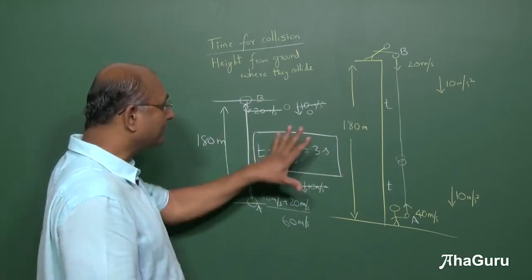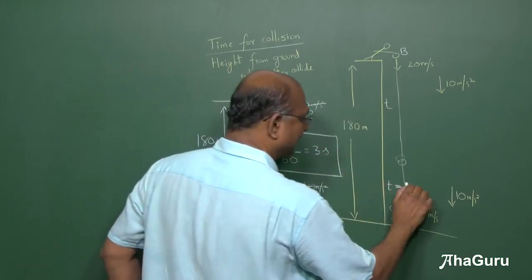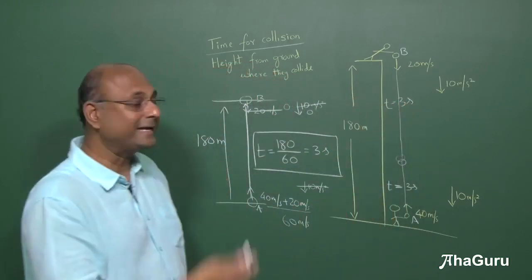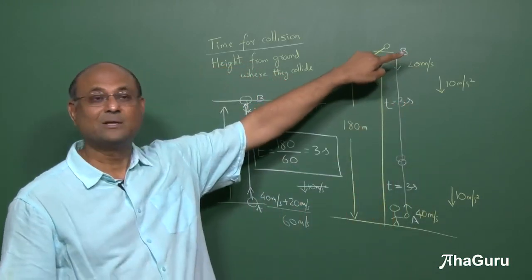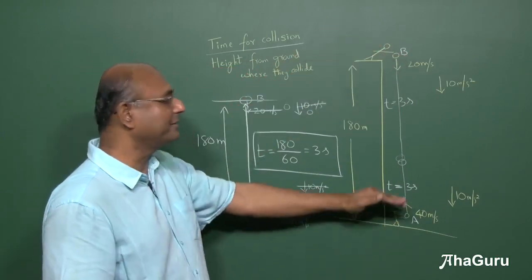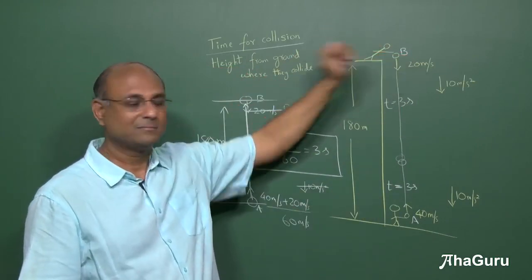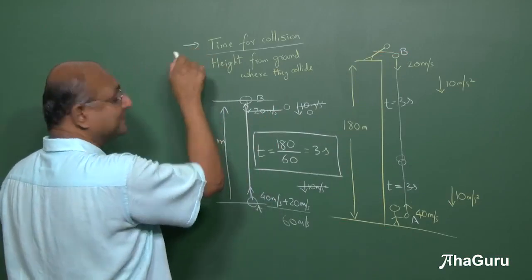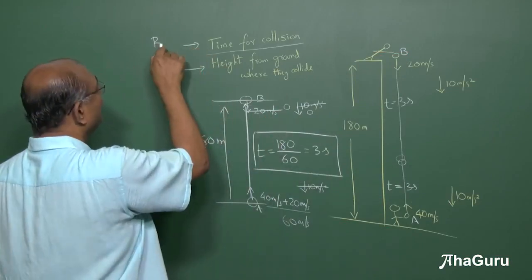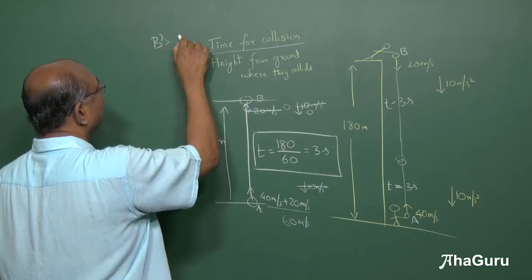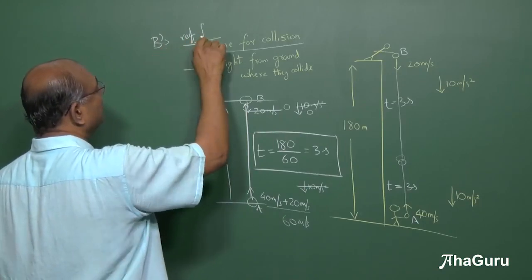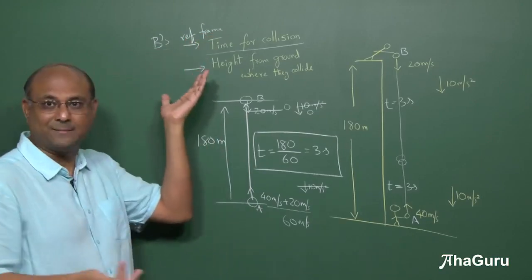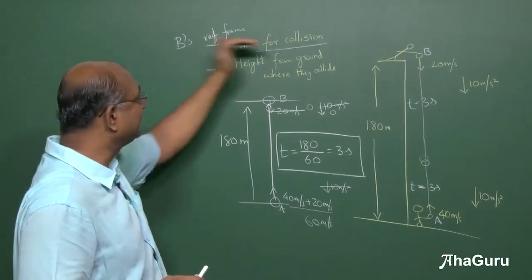Right? So that was very easy because you found that this time is 3 seconds. What reference frame did we do this entire thing in? B's reference frame. So B is saying A is moving with uniform velocity. Right? The second part of the question. So this was done easiest in B's reference frame. B's reference frame basically means relative to B. That was the easiest way to do this.